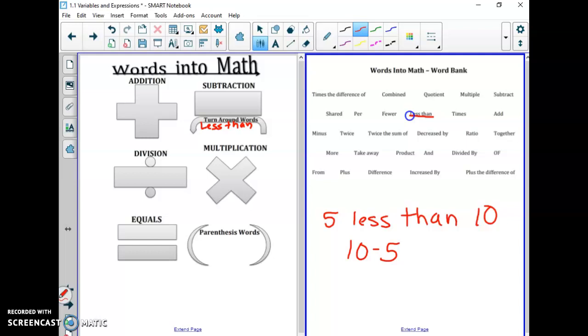And again, if you're at home, just make yourself a title and do like, addition. And then under addition, you can write the words that match addition, like sum.